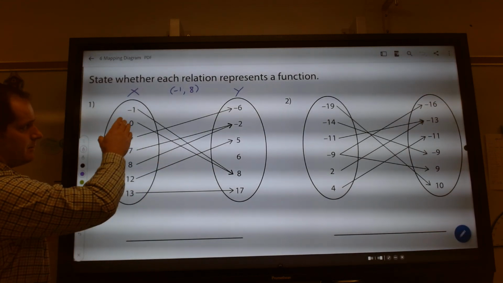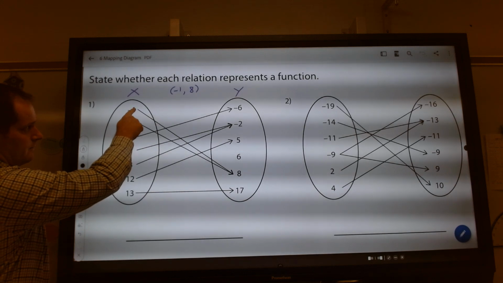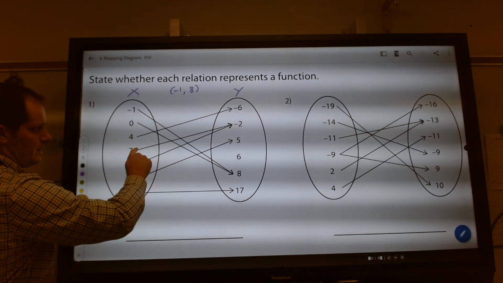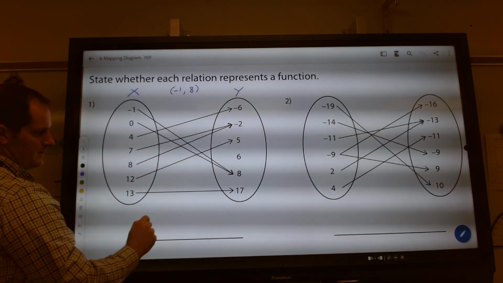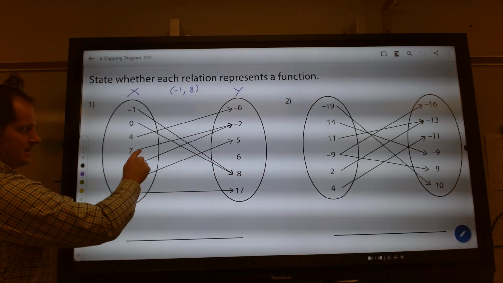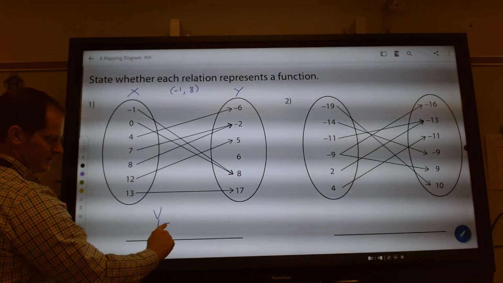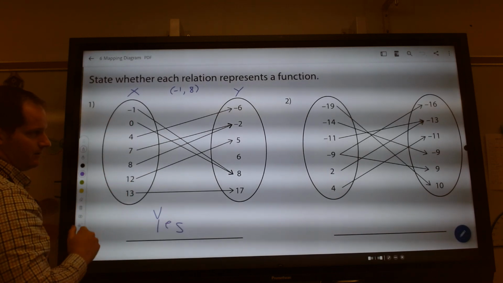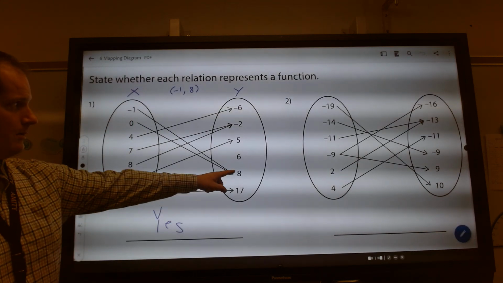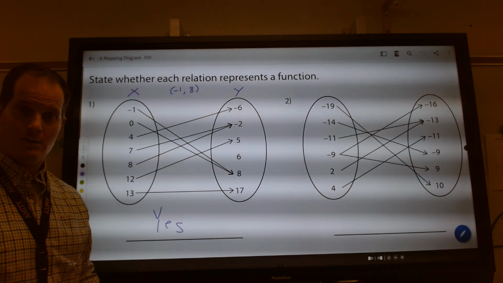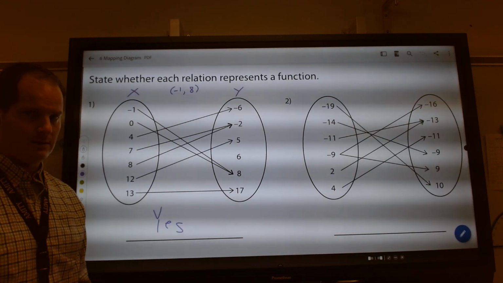But as we look at our mapping diagram, you're going to notice that out of each of these individual numbers, there is only one specific line coming out. If this happens, this is considered, yes, a function. My x values are in fact unique. Even though some of them have the same y values, that's okay. The key is to remember that x must be unique.